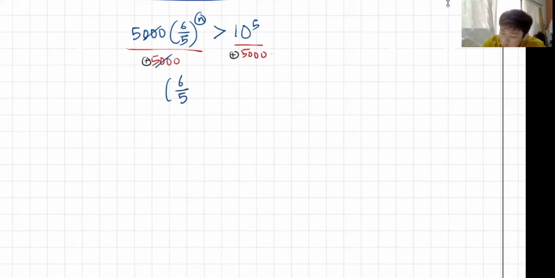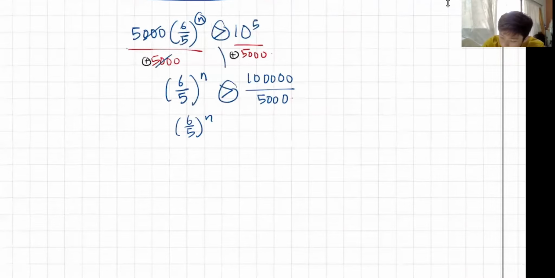So it becomes 6 over 5 to the power of n is greater than 100,000 divided by 5,000. You see, it's still greater. Top is greater, here also it's greater. I'm just simplifying the right hand side. 100,000 divided by 5,000. Basically, 100 divided by 5 will give you 20.